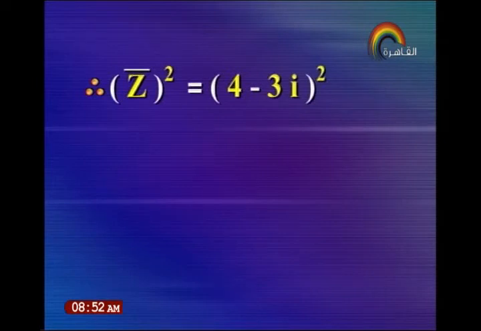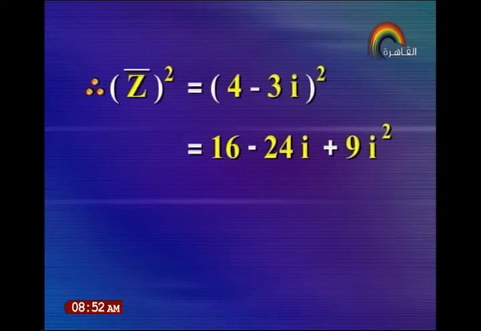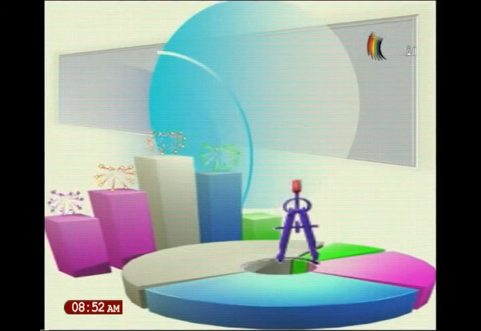Then z bar squared equals (4 minus 3i) squared equals 16 minus 24i plus 9i squared. Why? Because 4 power 2 equals 16. First times second times 2 equals negative 24i. (3i) squared equals 9i squared. Then the answer is 7 minus 24i. Another example.